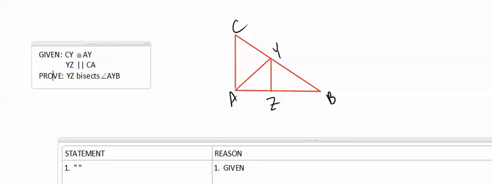The second example we'll take a look at is another proof. We're given that CY is congruent to AY and line segment YZ is parallel to line CA. We're trying to prove that YZ bisects angle AYB. So again, let's look at what we have and where we're going.